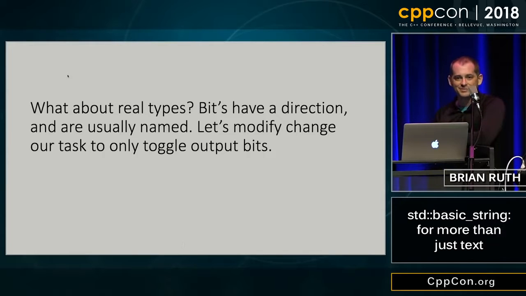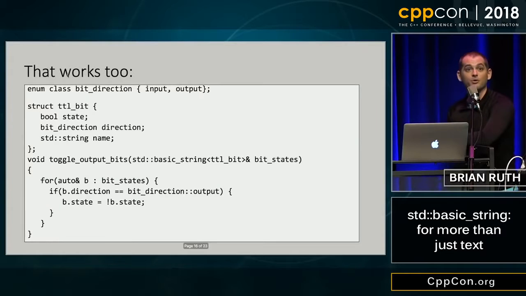But what about real types? I mean, Boolean, that's not much different than a character, right? So bits have a direction. They're usually named so you know what the bits do. Let's modify our task, because it doesn't make much sense to toggle input bits, so we just want to toggle output bits. Well, that works too. So, class bit direction, you have a string in there for a name, a struct, you can throw it in there and it works almost exactly the same as a vector.